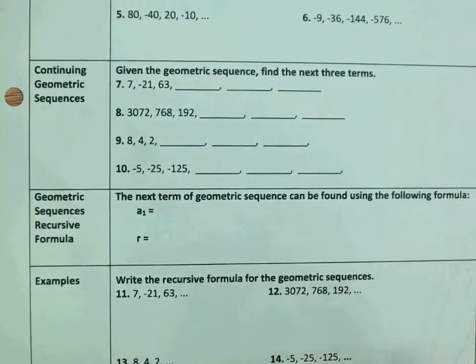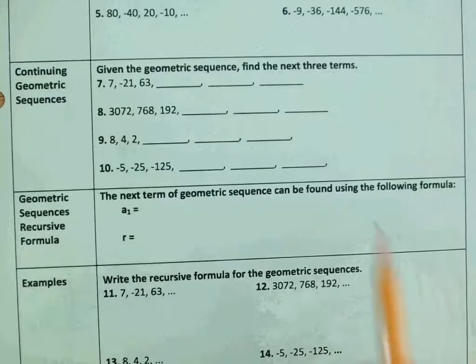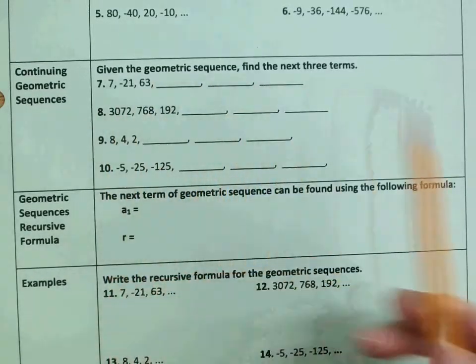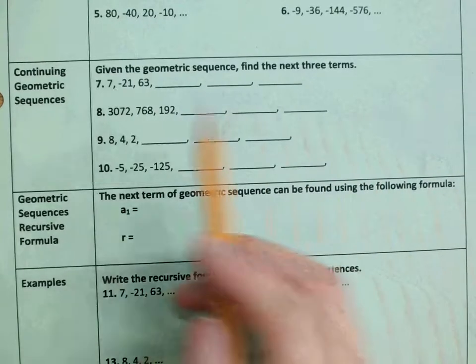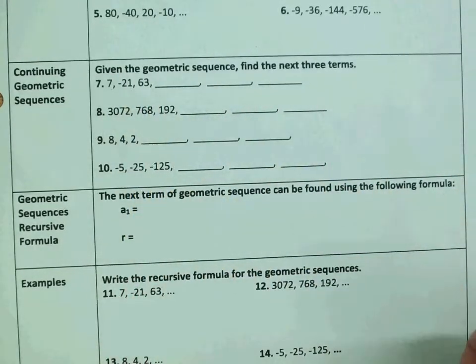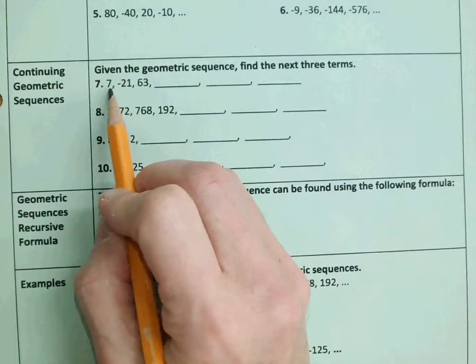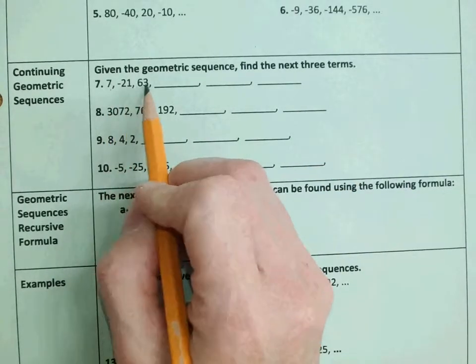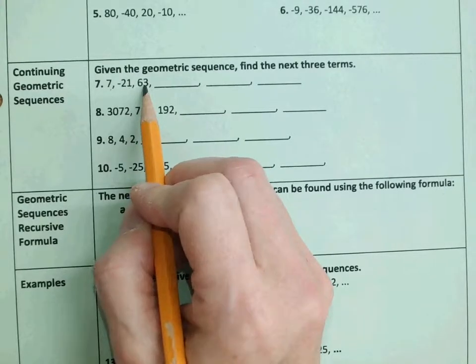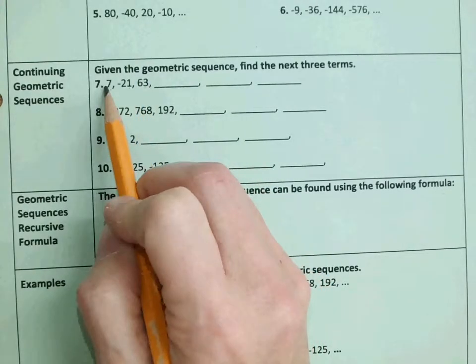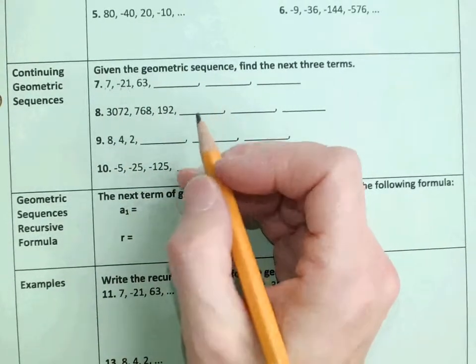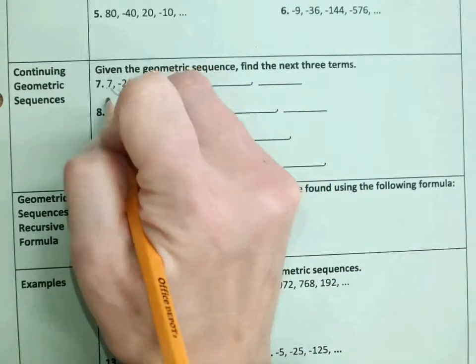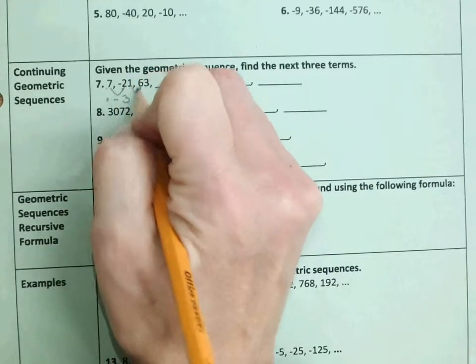Let's try geometric sequences here real quick. So given the geometric sequence, we're going to find the next 3 terms. So we just have to think about, to go from one number to the next, what is our common ratio. So we go from 7 to negative 21 to 63, okay? Or we can think about negative 21 divided by 7, 63 divided by negative 21. Each time what we're doing is we are multiplying by a negative 3.